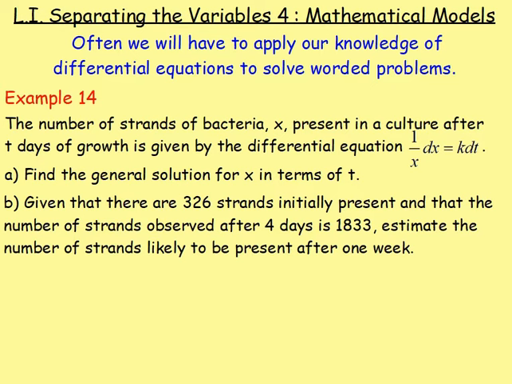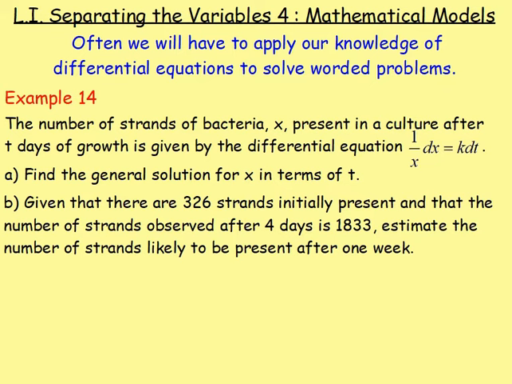The number of strands of bacteria, x, present in a culture after t days of growth is given by the differential equation 1 over x dx equals k dt. Part A, find the general solution for x in terms of t. And part B, given that there are 326 strands initially present and the number of strands observed after 4 days is 1,833, estimate the number of strands likely to be present after 1 week.